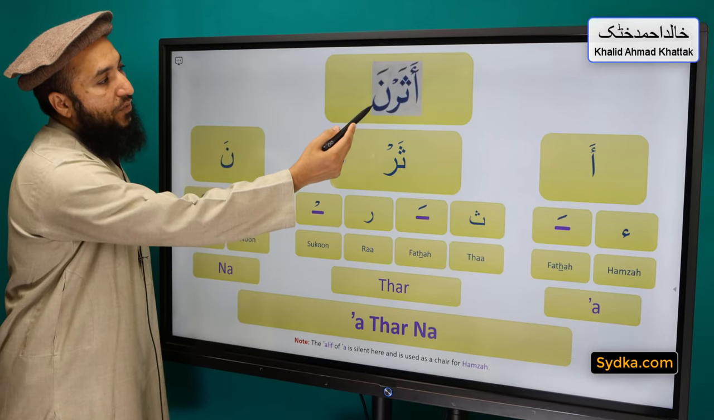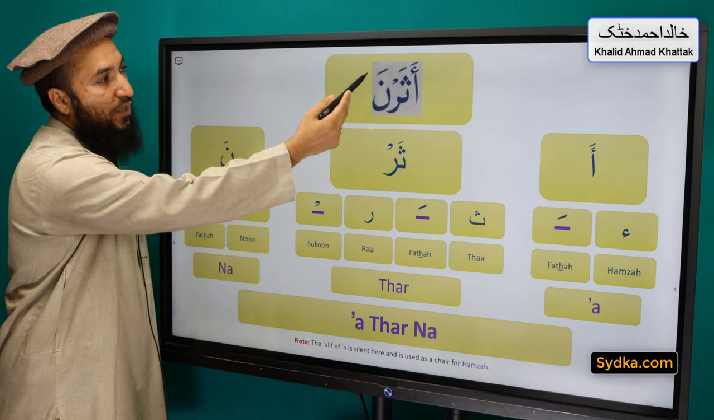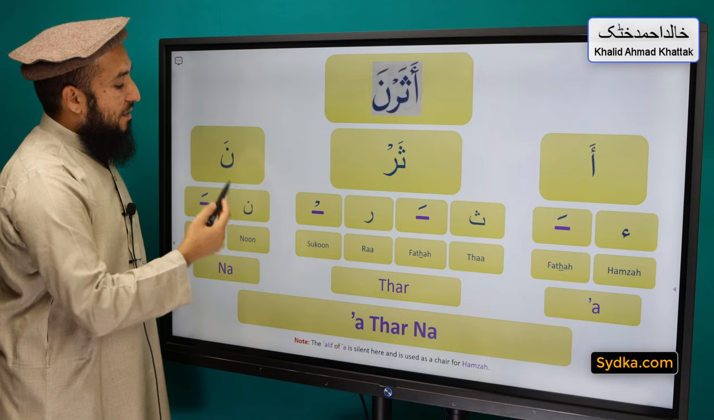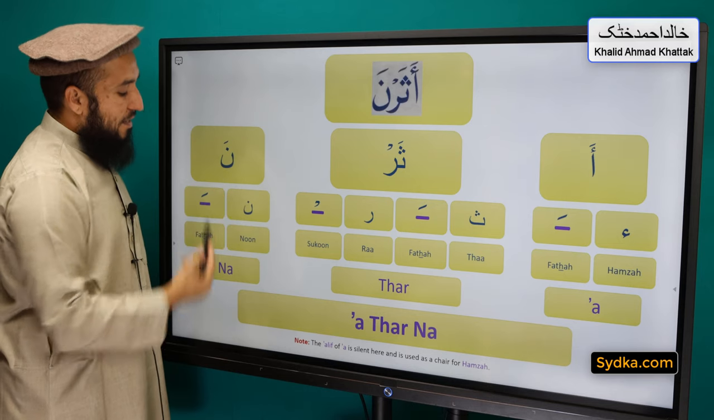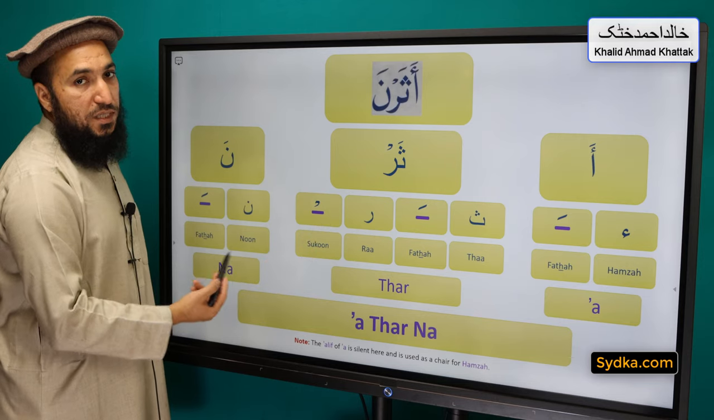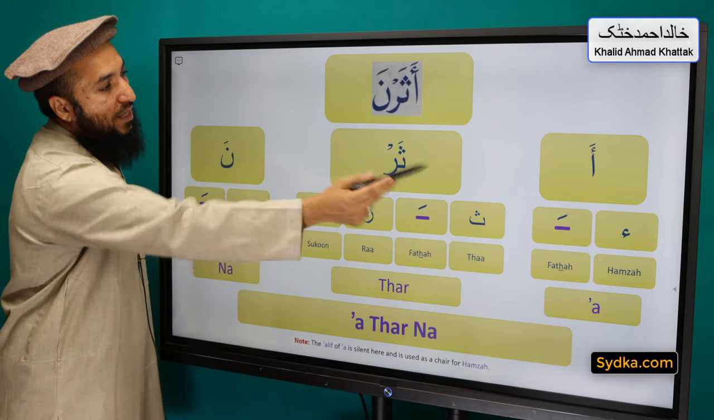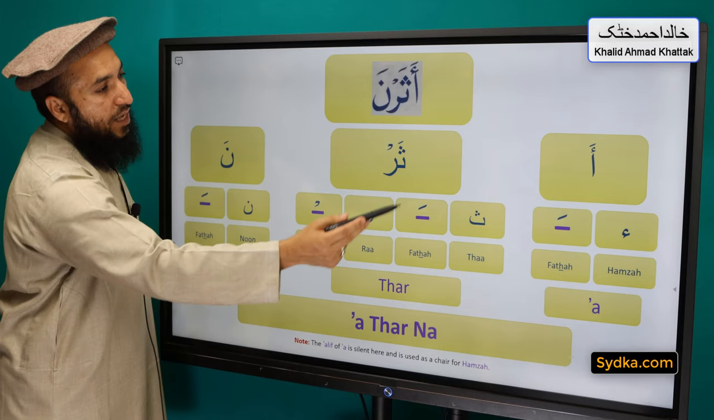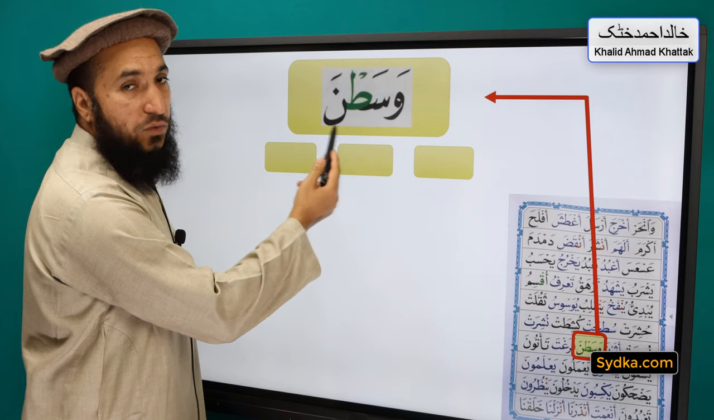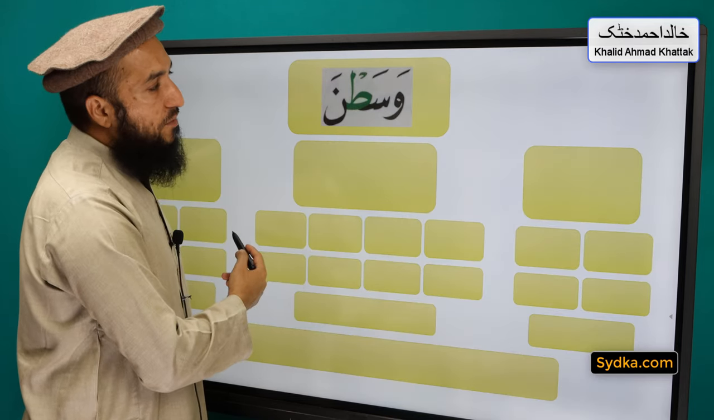The next syllable we have is noon fatha na. Noon is a light letter, it has fatha on top of it, and it is prolonged for one count. Noon fatha na. Combining all three syllables together, we have atharna.